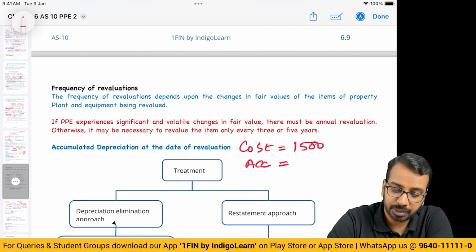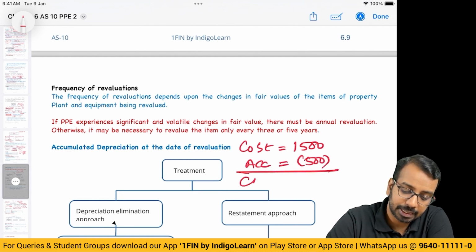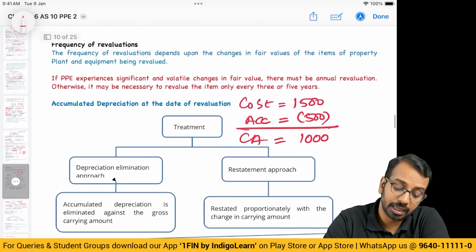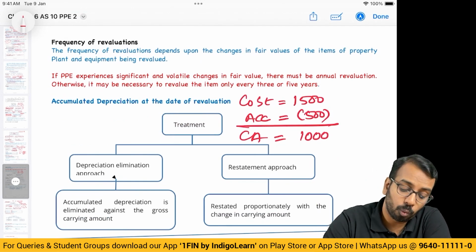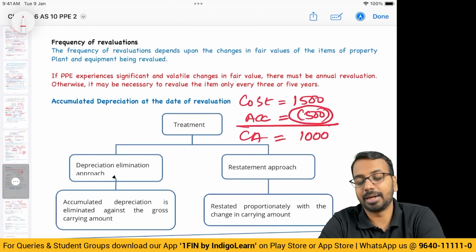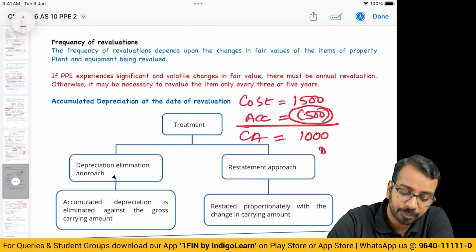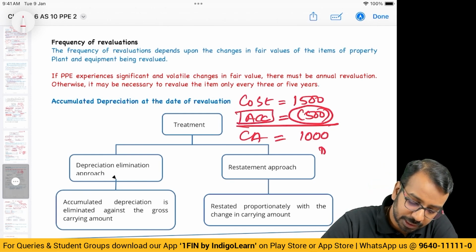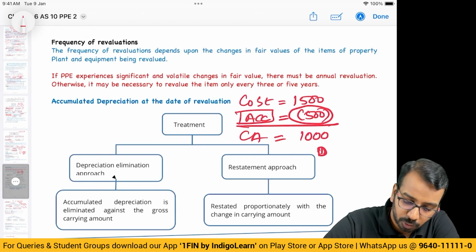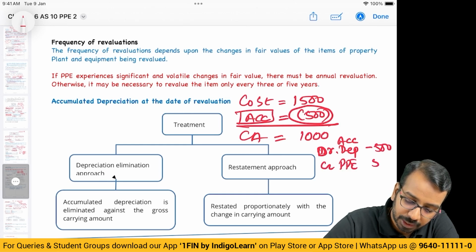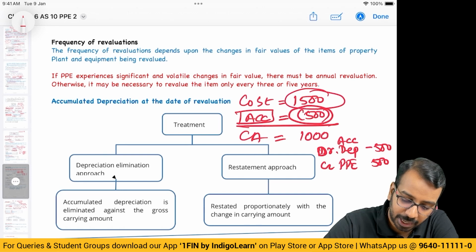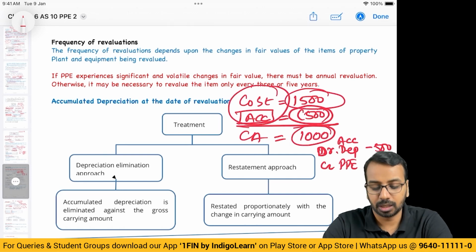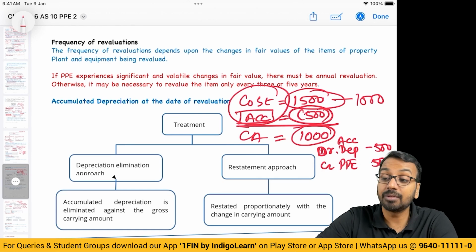Now, sometimes in the examination, we will get a question where they say cost is 1500, accumulated depreciation is 500, carrying amount is 1000. Now, in that case, how do we pass the entry? One is that this depreciation has to be eliminated. So what we will do is transfer this accumulated depreciation, eliminate it. We will debit accumulated depreciation by 500 and credit PPE by 500. What this ensures is that the carrying amount of PPE has come down to 1000. From 1500 we make it 1000, and then we will pass the subsequent entries.